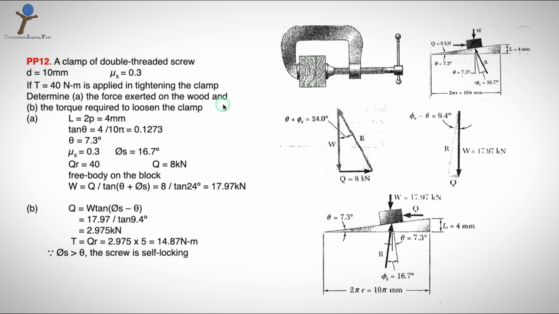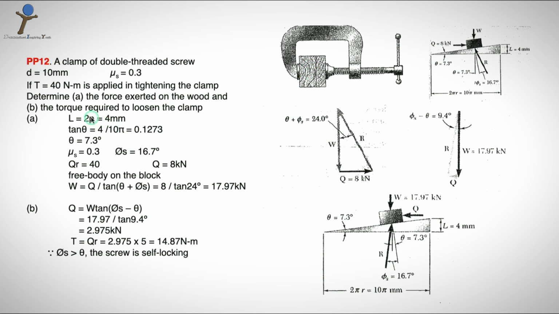So, let's solve the problem. Considering first the force exerted on the wood. That means when you rotate this handle, the movable frame will exert the force on the wood and tighten it. So, what is that force that is applied on it?